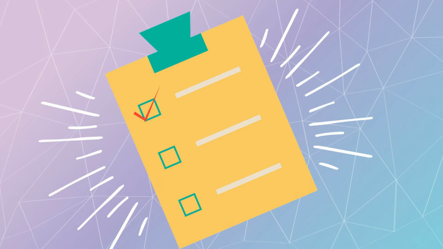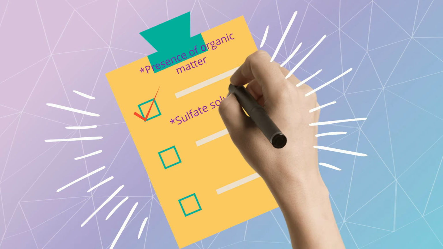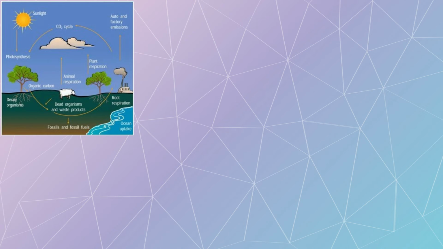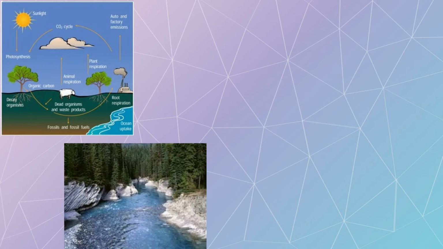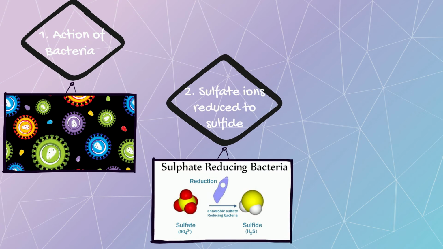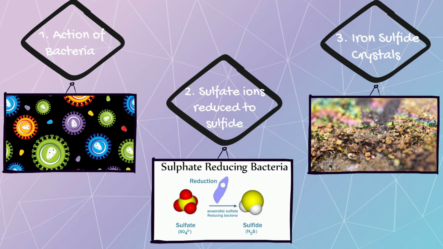This process requires the presence of organic matter within the sediment, sulfate solution in water pores, and an anaerobic reducing chemical environment, which is created due to the presence of decaying matter within the sediment. Pyrite seldom forms in freshwater environments, and pyrite crystal formation depends upon the iron content. Pyrite results from the action of bacteria, reducing sulfate ions dissolved in water pores to sulfide, and thus the presence of iron instigates the growth of iron sulfide crystals.